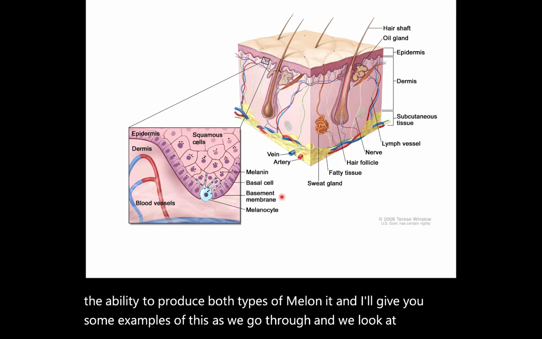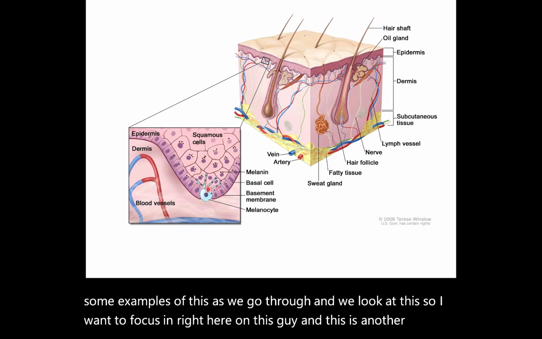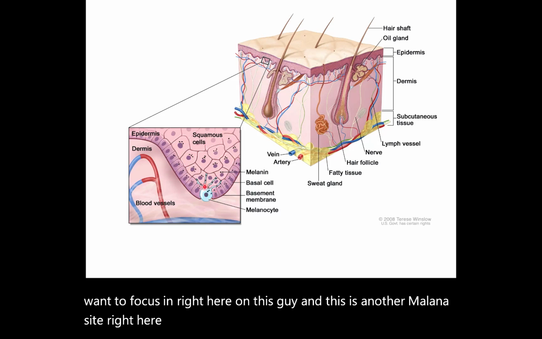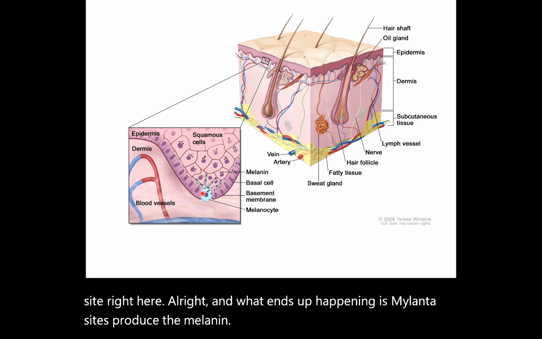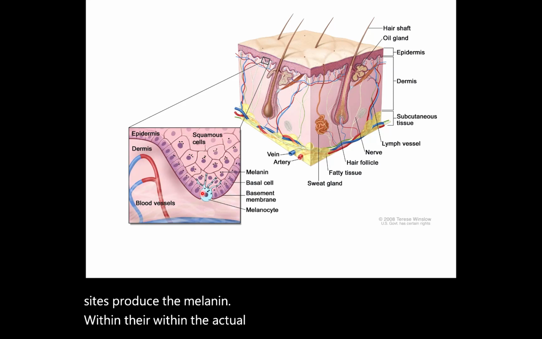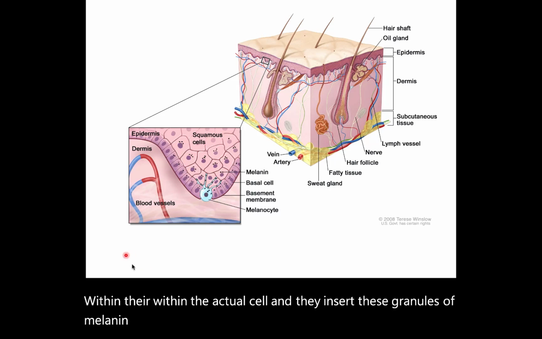I want to focus in right here on this guy. This is another melanocyte. What ends up happening is melanocytes produce the melanin within the actual cell, and they insert these granules of melanin into vesicles that are called melanosomes.